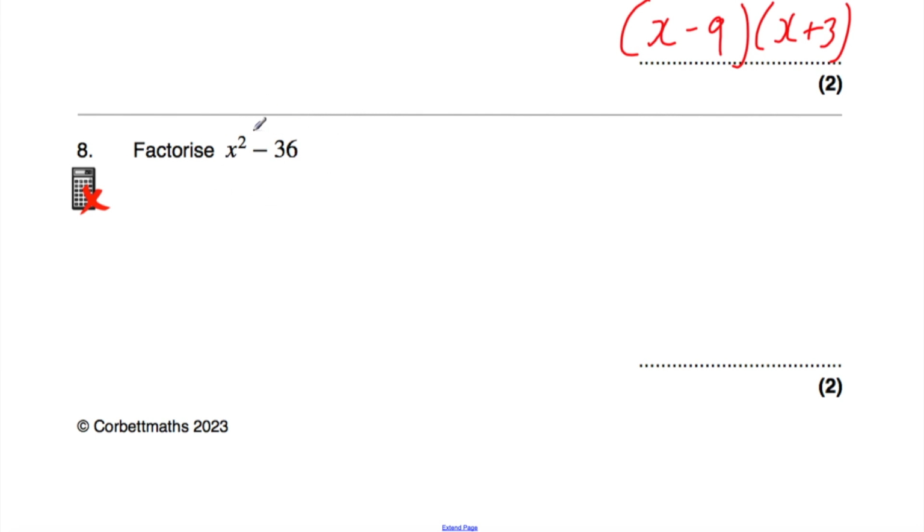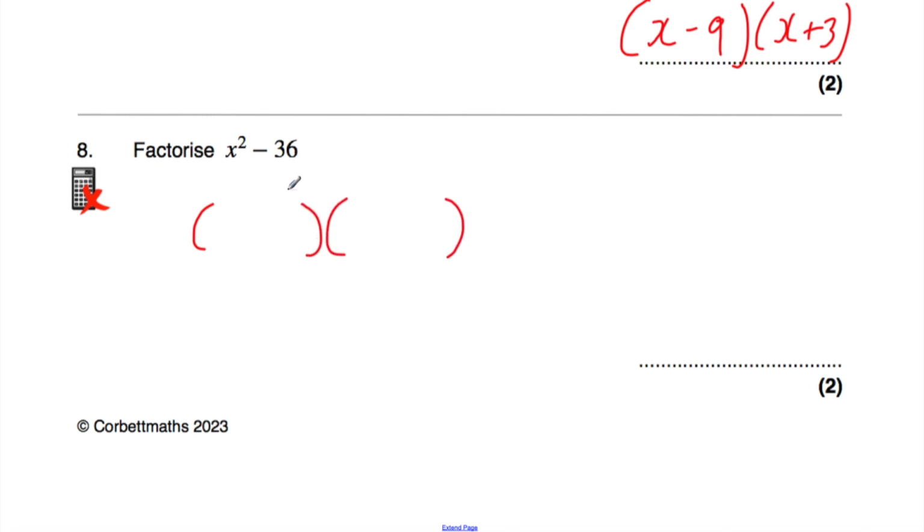Whenever you're factorizing something in the form of something squared subtract something squared, so here you've got x squared, which is obviously something squared, subtract 36, which is 6 squared. So it's the difference between two squareds. If you want to factorize the difference between two squareds, you put your brackets down.